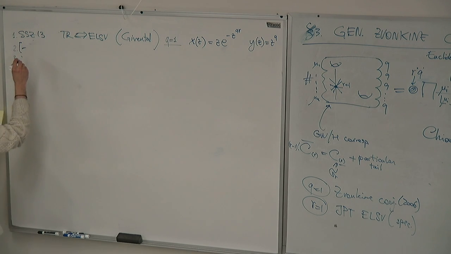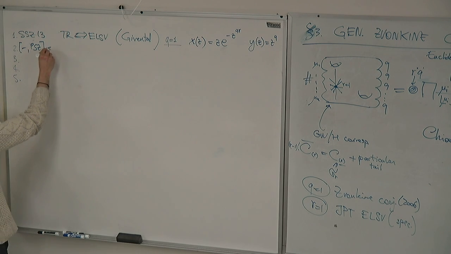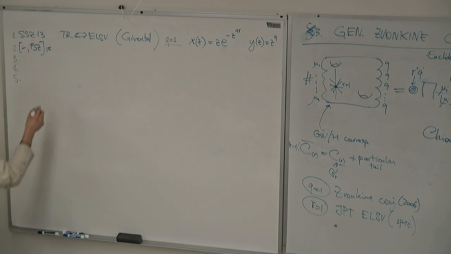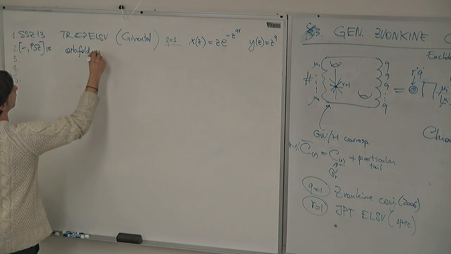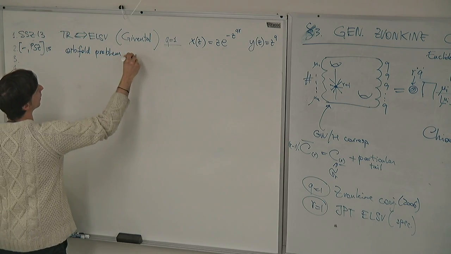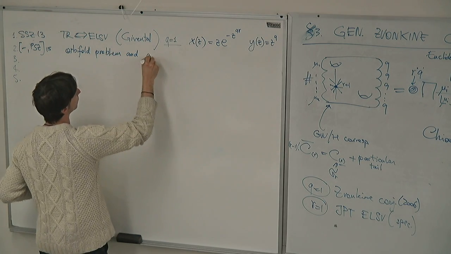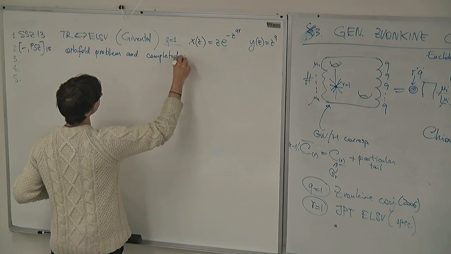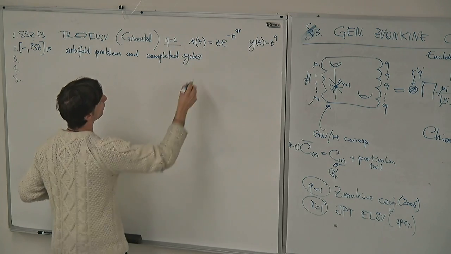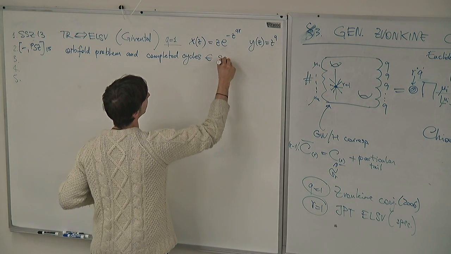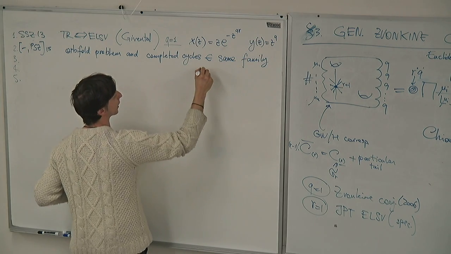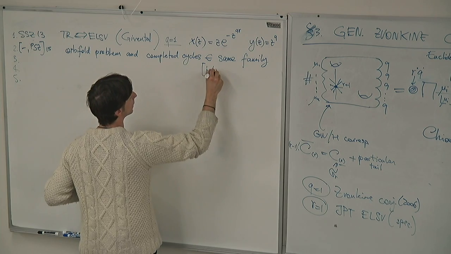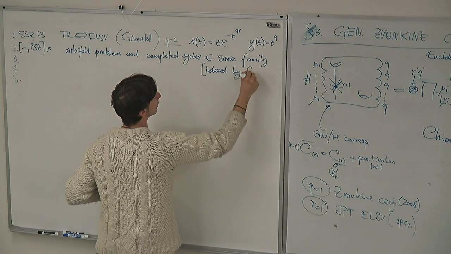Then in the second paper with myself and Popolitov, Shadrin, and Zvonkine, I think this is 15, we proved that the orbifold problem and the completed cycles problem belong to the same family, and in fact they are indexed by Chiodo classes. So they're indexed by Chiodo classes.